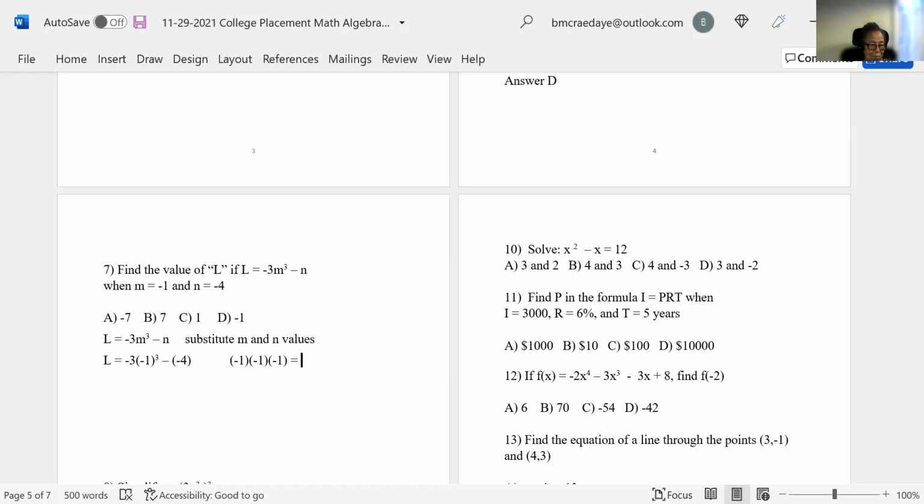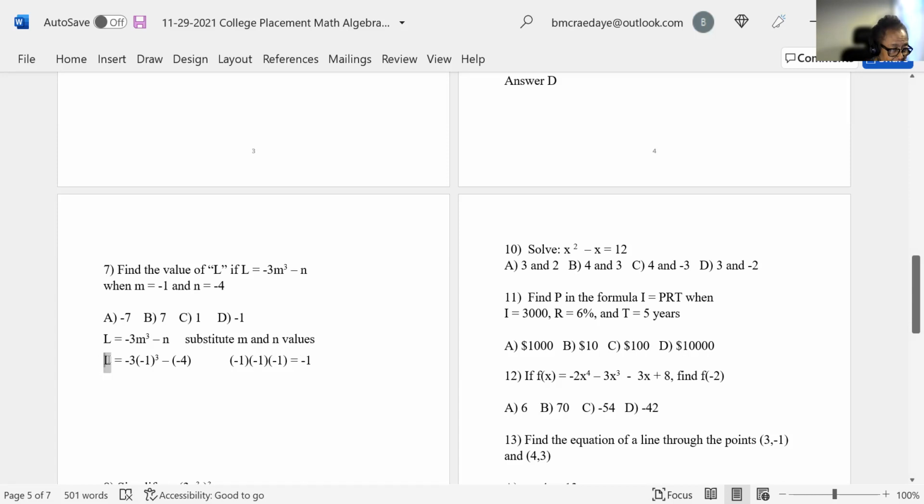A minus 3. Are you getting 3? What's 1 times 1? It's 1. And then 1 times 1 again is 1. It's not adding now, it's multiplication. So a minus 1 times a minus 1 times a minus 1 gives you what? A minus 1. So minus 1 times a minus 1 is a plus 1. Then a plus 1 times a minus 1 gives you a minus 1.